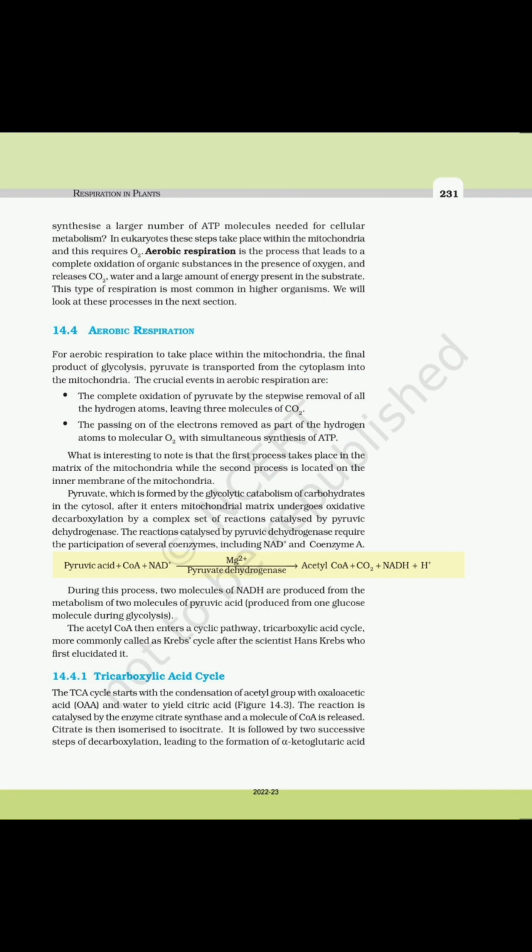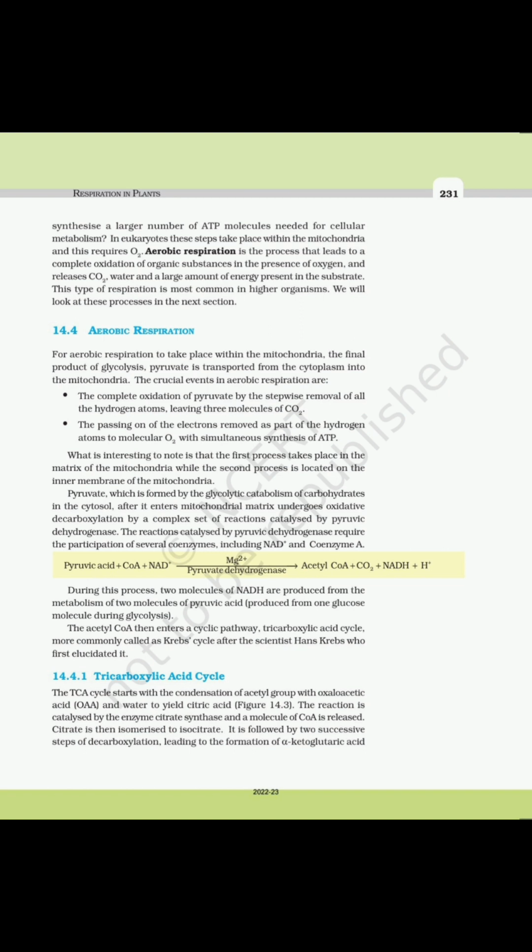During this process, 2 molecules of NADH are produced from the metabolism of 2 molecules of pyruvic acid produced from 1 glucose molecule during glycolysis. The acetyl CoA then enters a cyclic pathway, the tricarboxylic acid cycle, more commonly called the Krebs cycle after the scientist Hans Krebs, who first elucidated it.